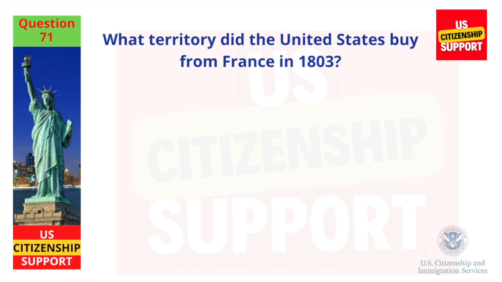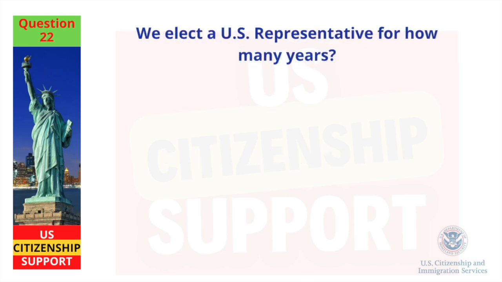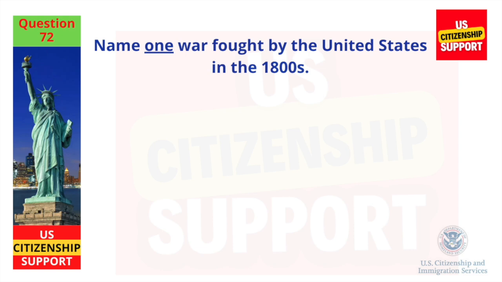What territory did the United States buy from France in 1803? The Louisiana Territory. What stops one branch of government from becoming too powerful? Checks and balances. We elect a U.S. representative for how many years? 2. Name one war fought by the United States in the 1800s. Civil War.